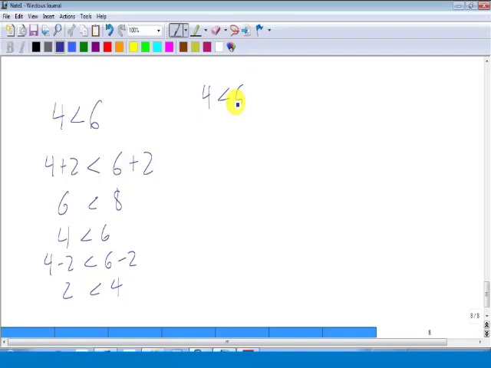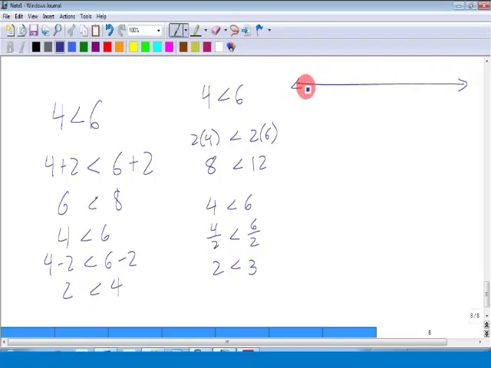How about if we multiply both sides by a positive number like 2? 2 times 4. Compare that to 2 times 6. If we put a less than, is it still true? 8 is less than 12. Looks pretty good. 8 is still less than 12. Multiply both sides by 2. Still good. 4 is still less than 6. How about if we divide both sides by 2? If I put a less than, is it still true? Yes, it is. 2 is less than 3.